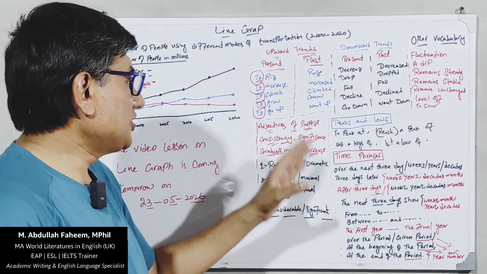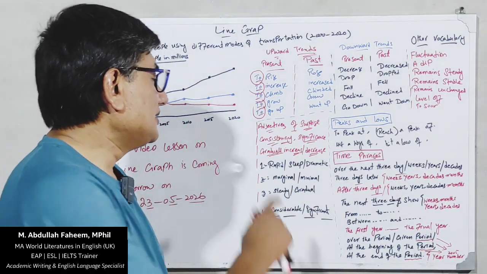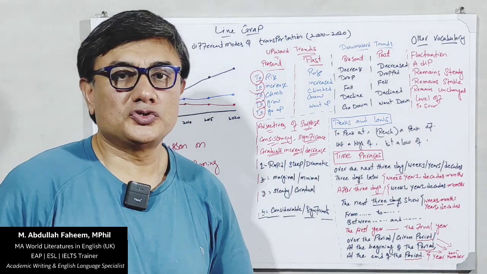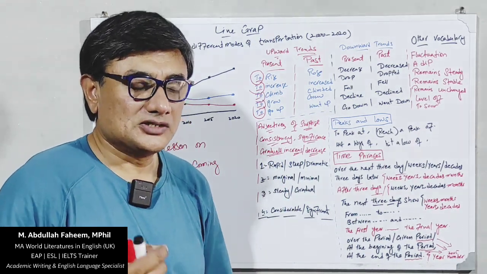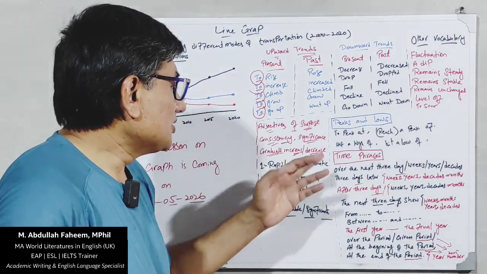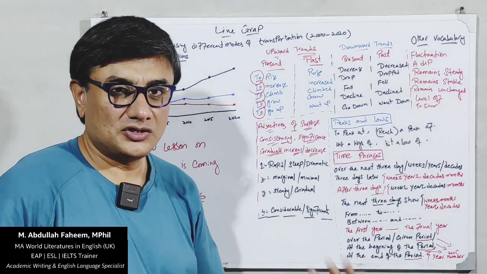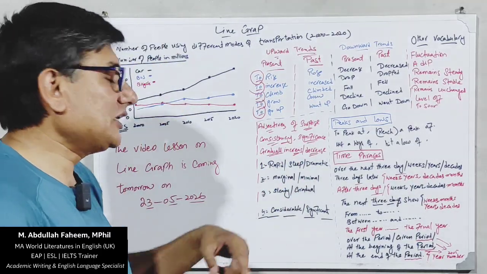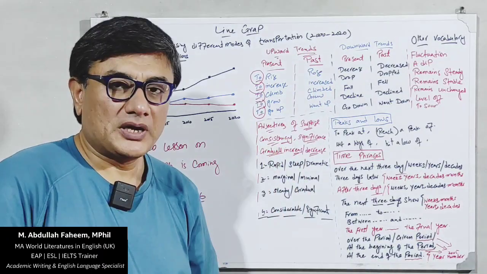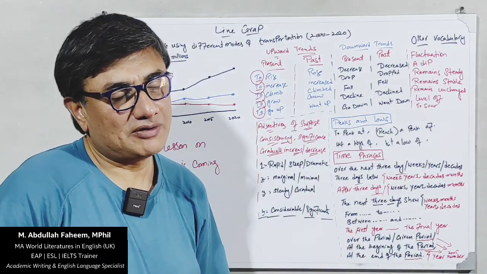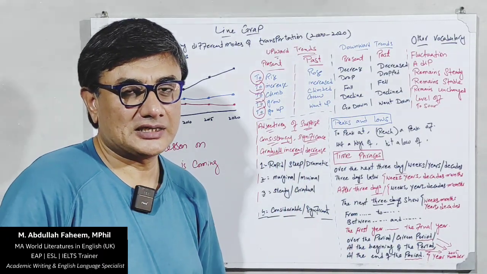Similarly, we have some adjectives that are used to show surprise, consistency, significance of something, and gradual increase or decrease. So what are they? They are rapid increase, steep, dramatic, something you never imagined.